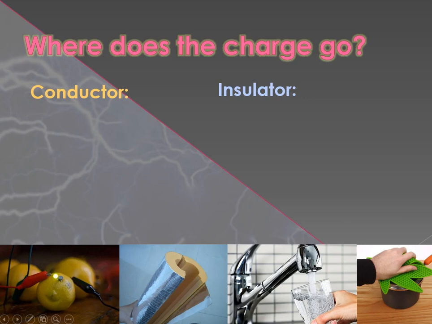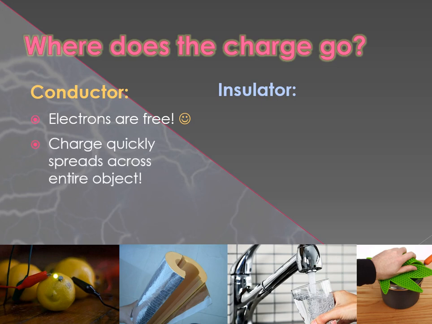Conductors and insulators. Once you've charged it up, where does the charge go? Does it stay put, or does it run around all over the place? A conductor is a material whose electrons are free to move. If you've heard of the electron sea or the electron gas in chemistry, this is it. The electrons can go anywhere they please. Consequently, they will. Charge one part of an object, you charge the whole thing.